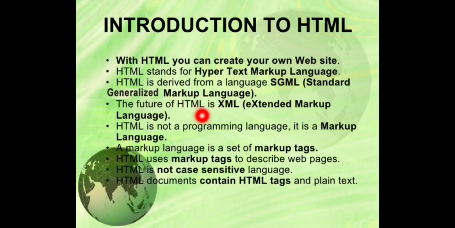The future of HTML is XML. Its full form is Extensible Markup Language. XML is a markup language that is used to store data, and HTML is used for designing purposes. So HTML is not a programming language, it is a markup language. That means it has a set of markup tags. HTML uses markup tags to describe web pages. HTML is not a case sensitive language. That means here we can write the code in capital or small both. An HTML document contains HTML tags and plain text.